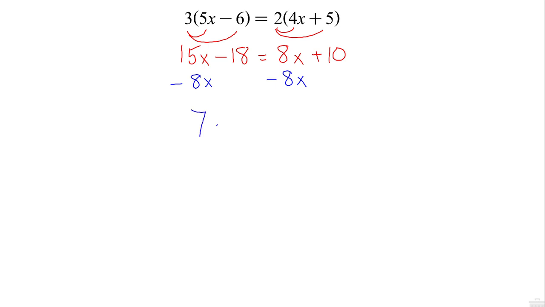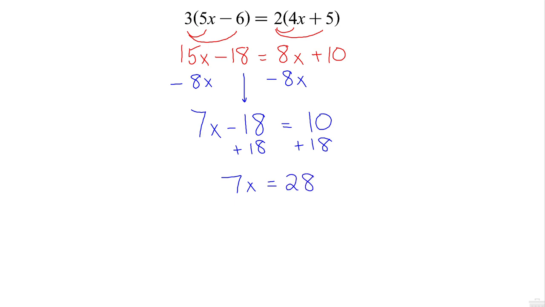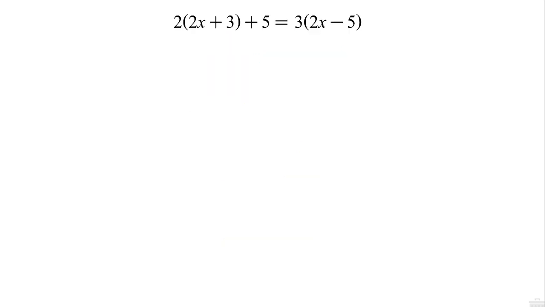15x minus 8x is 7x. So we have 7x minus 18, or that 18 just comes straight down and stays there, equals 10, because the 8x minus the 8x cancels out. Then we will add 18 to both sides, giving us 7x equals 28. We'll divide by 7 on both sides, giving us x equals 4. So distribute, get all the variables to one side, all the constants to the other, and then divide.